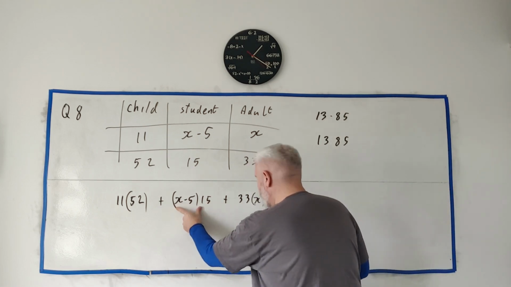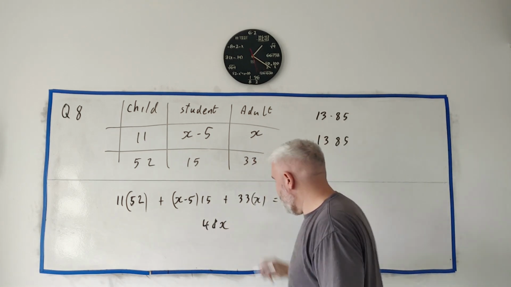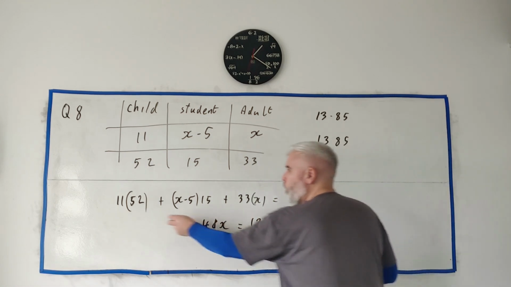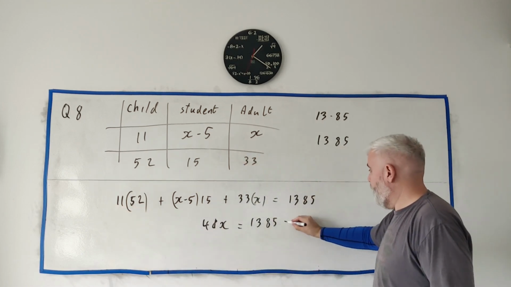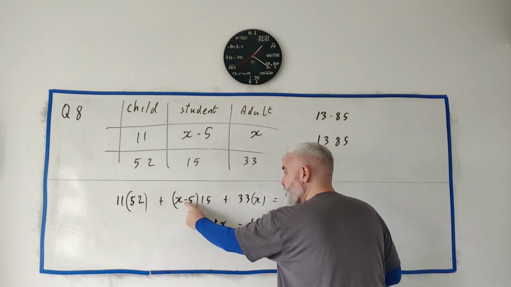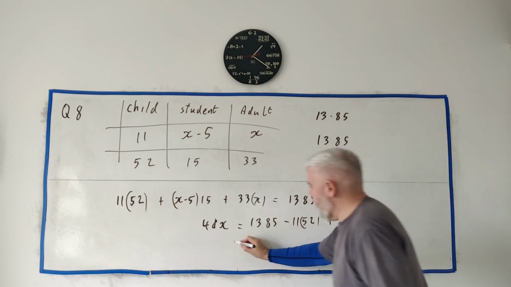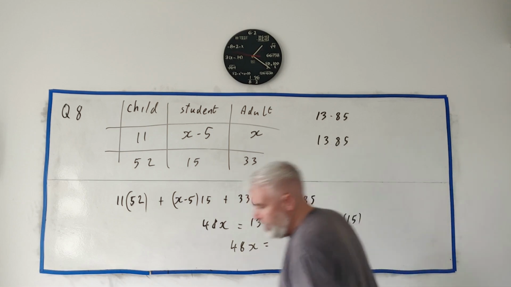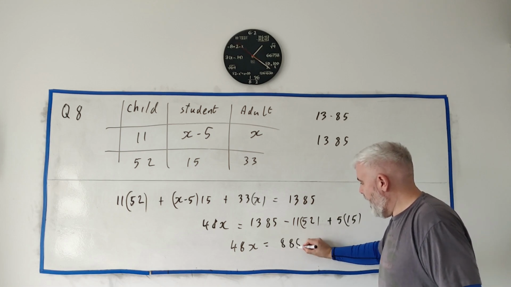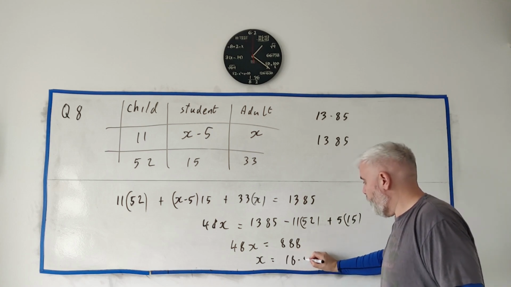We have 15 X's here. We have 33 X's here. That gives me 48 X's. On the right side I have 1,385. Take away 11 times 52, and then minus 5 15s, so plus 5 15s. This will end up with 48x is equal to, let me just check my notes, 888, which is, divide this across, x is equal to 18.5.